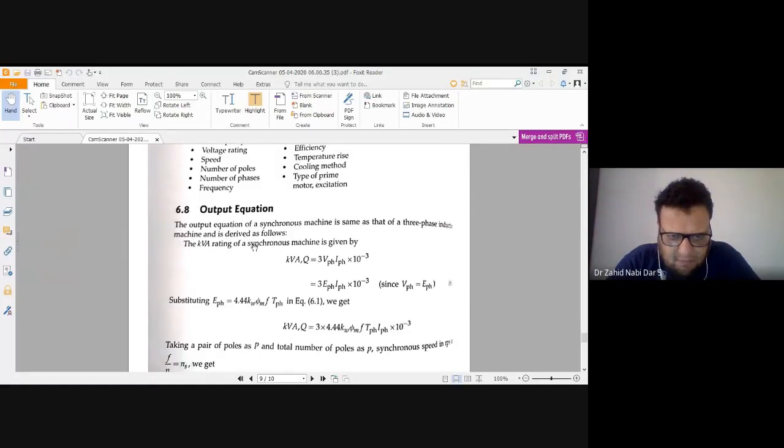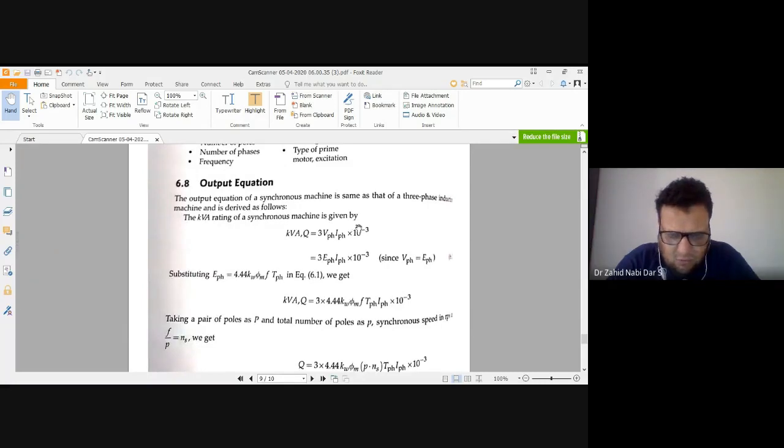So here I'll briefly explain the kVA rating. You already know for a three-phase machine it is 3 V phase I phase into 10 power minus 3. And since V phase you can write as E phase also, you have 3 E phase I phase into 10 power minus 3. E phase, obviously, you have 4.44 kw phi m F T phase, where kw is the winding factor, phi m is your maximum flux, F is your frequency, T phase is your number of turns. So this is for a single phase system.